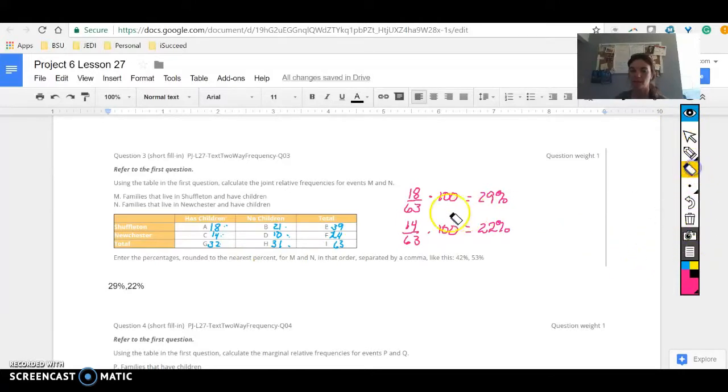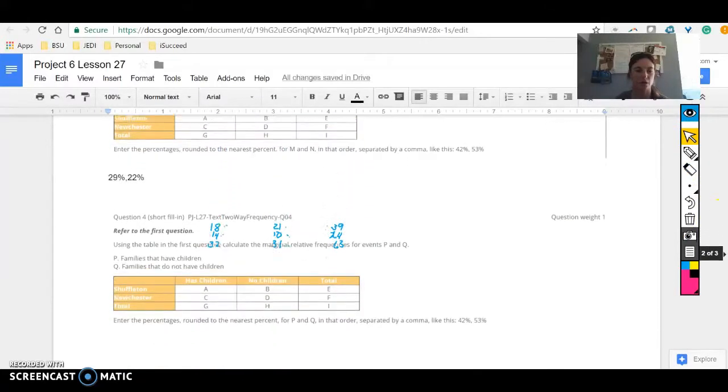And I'm going to erase these things here. I want to keep my frequency table data going with me. All right, let's go to question 4.